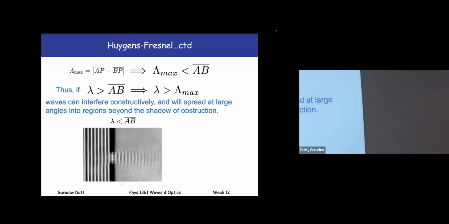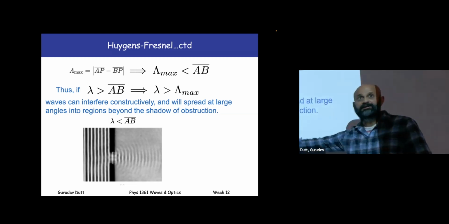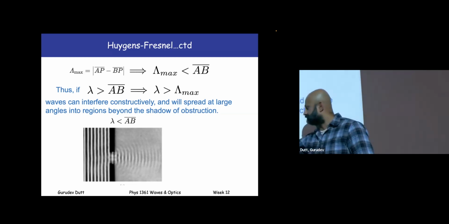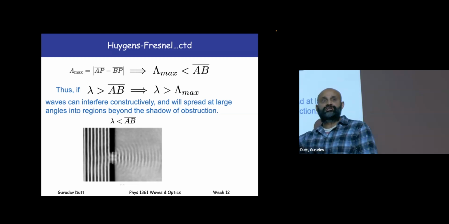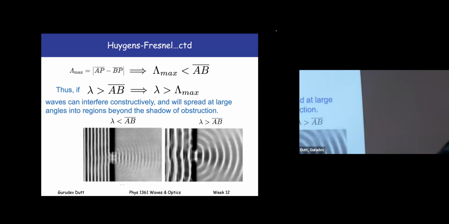And if lambda is lesser than AB, then essentially there's no spreading of the wave. As soon as we move away from the geometric shadow, we get destructive interference very quickly. All the waves start to interfere destructively. You don't get spreading in those regions, whereas if lambda is greater than AB, you get spreading. This is just with water waves, to show you that this is exactly what happens.